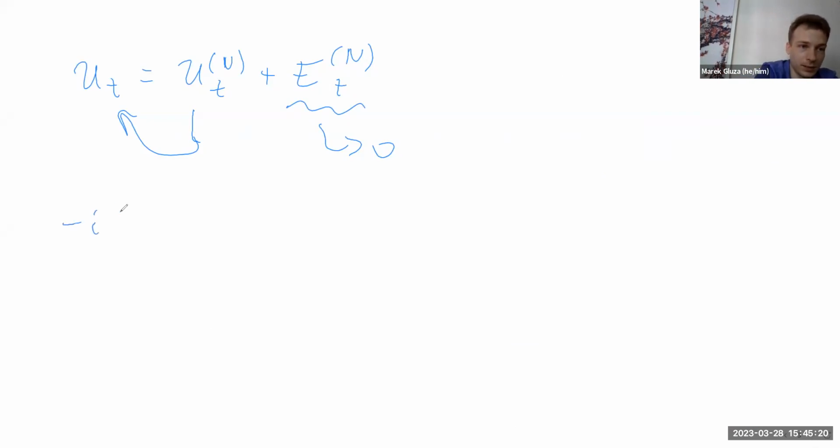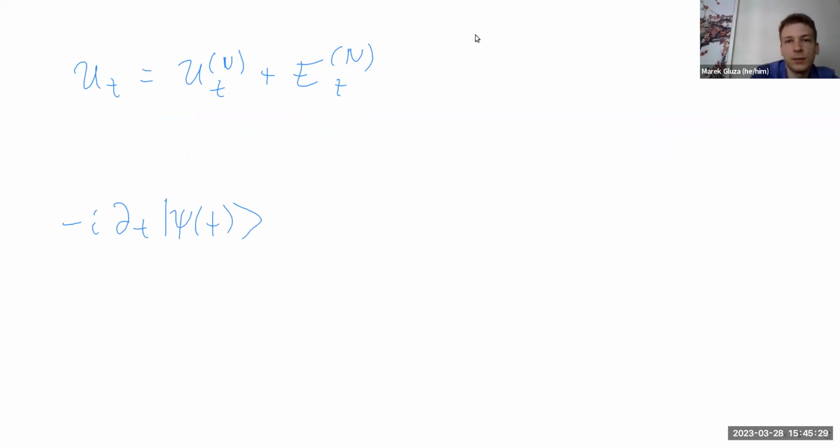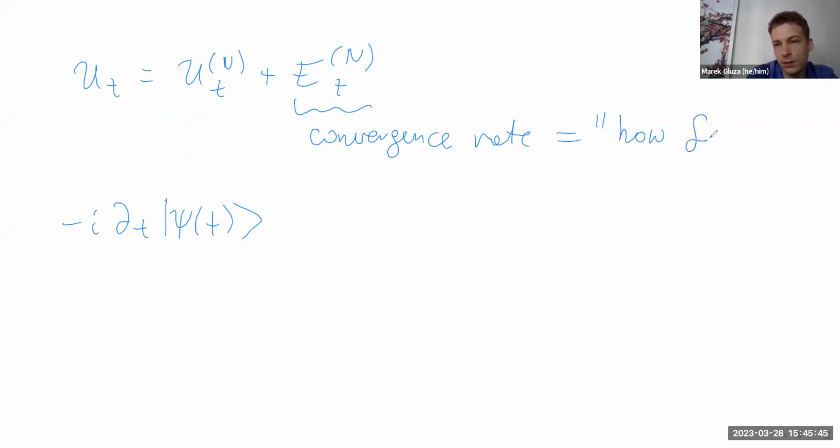So let's use the same notation now, psi of t, for again the Schrödinger equation. Here I wanted to say that finding this gives something called the convergence rate. And convergence rate means how fast we get a good approximation.